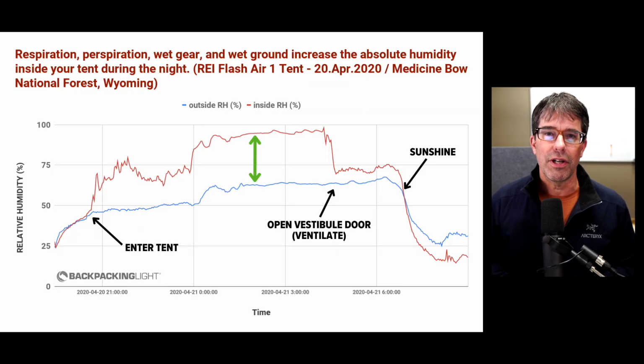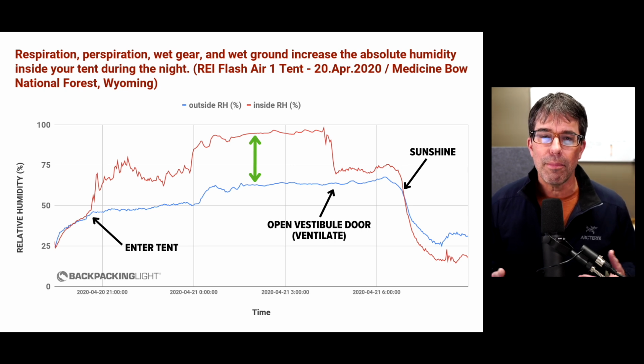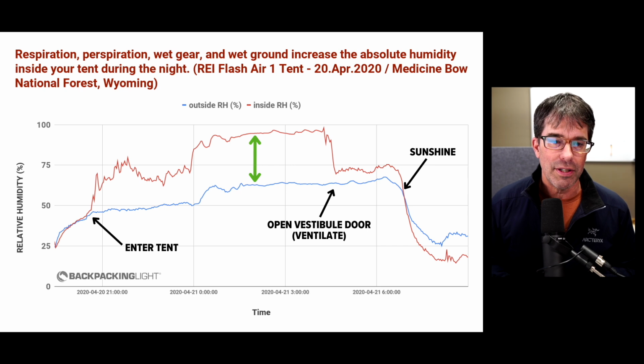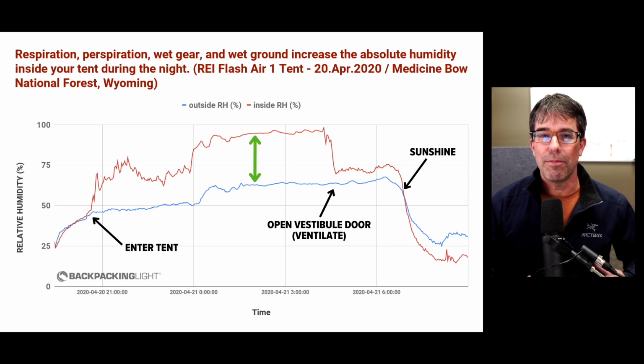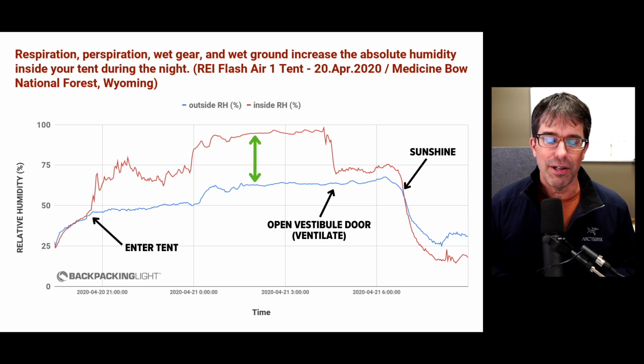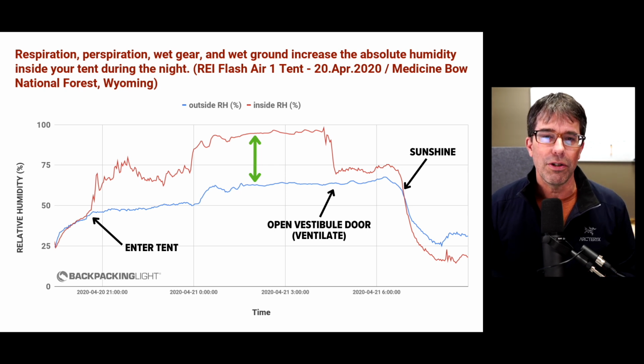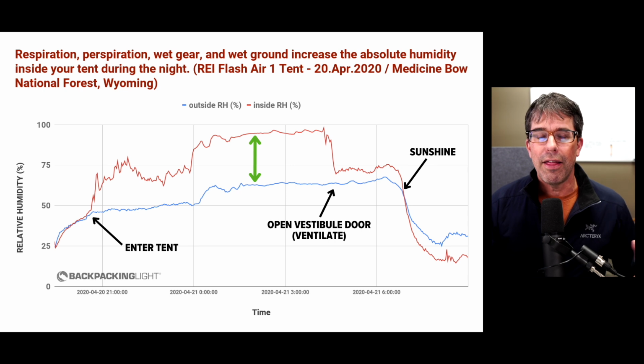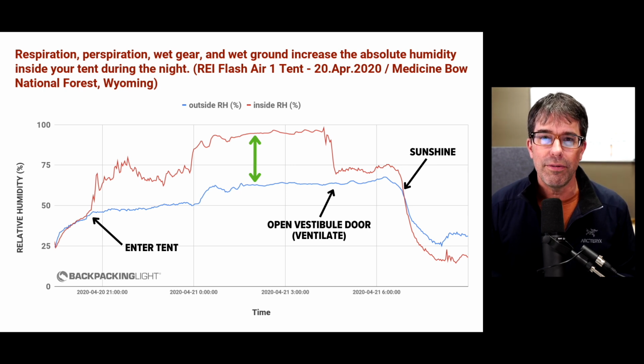This graph shows the results of a continuous environmental monitoring experiment that I did with the REI Flash Air 1 tent back in 2020. The blue line shows the relative humidity outside my tent, and the red line shows the relative humidity inside my tent. You can see on the left-hand side of the graph that both of them are about the same until I enter the tent at around 10 o'clock that night. At that time, I'm starting respiration and perspiration. I've gotten into my sleeping bag, and now I'm contributing additional humidity in the tent, and you see that red inside humidity line increase significantly. The green double arrow shows the difference in relative humidity between inside and outside my tent. And throughout the night, obviously, you see a rise in relative humidity inside the tent.